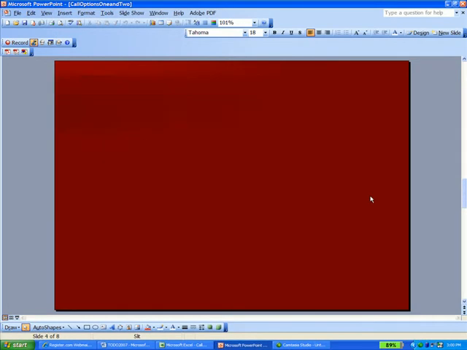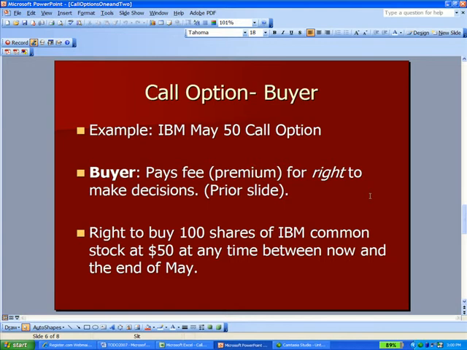I'm going to go to the slide toward the end of part 1. At that point we were talking about an IBM May 50 call option. And we said that the buyer pays a fee, a premium, for the right to make decisions, and we saw those decisions on a prior slide in options number 1. Specifically, that buyer has the right to buy 100 shares of IBM common stock at $50 at any time between now, the date the transaction happens, and the end of May.